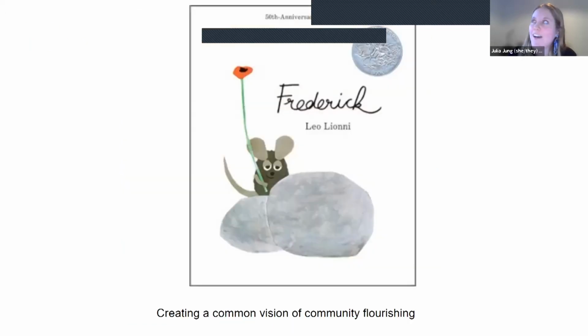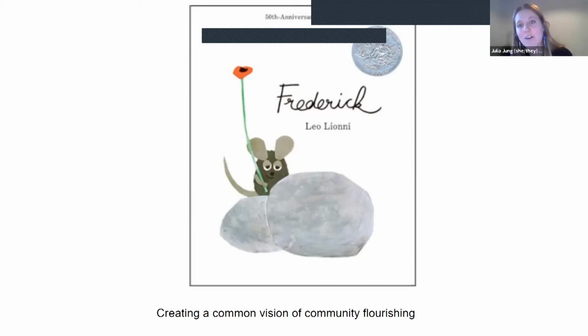And I want to go back a little bit now and think about, why are we using storytelling for this, overall? Why can't we just say what's important? And to do that, I'm going to also tell you a little story. Maybe you know the story already. It's the story of Frederick the mouse. It's a children's story.